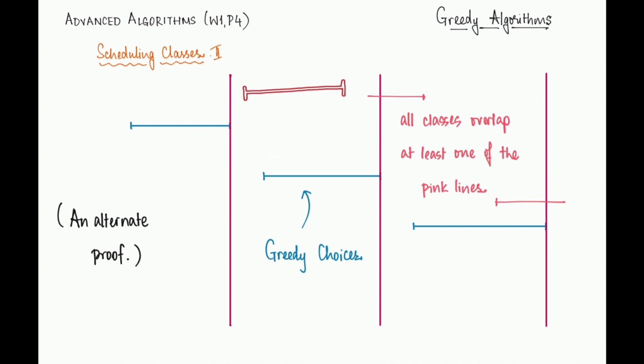Well, you might have guessed that such an interval cannot exist because of the validity of the greedy choices that we have made. So, because the greedy algorithm chose to pick this interval, we know that at this stage, all the intervals that were available finished after this pink line, which means that we couldn't have an interval that looks like this. Okay, so why is this useful? Why is it useful to know that all the remaining intervals actually overlap one of the pink lines?